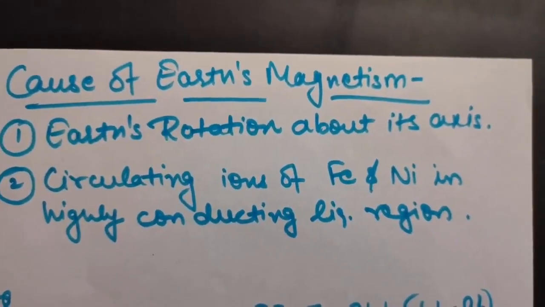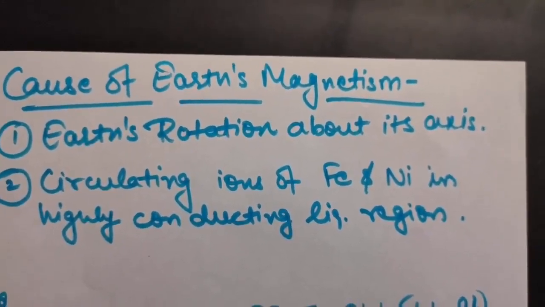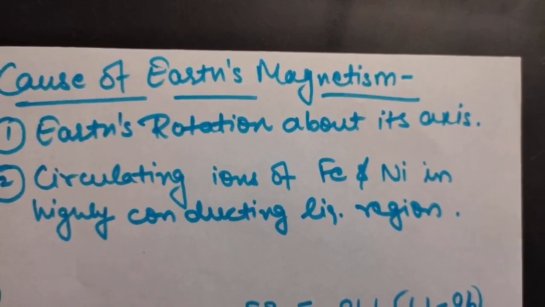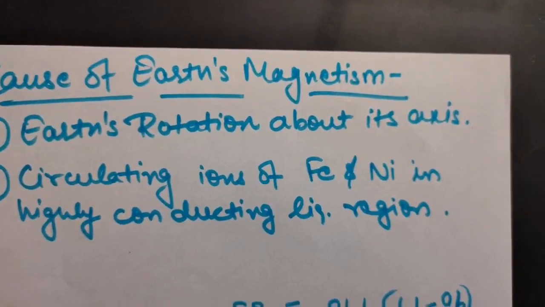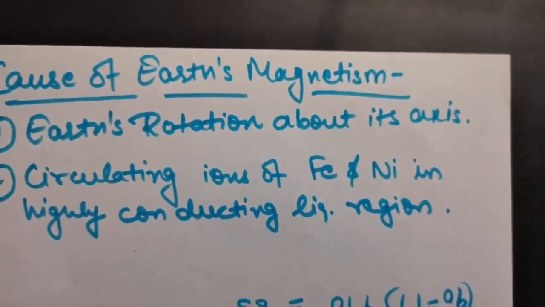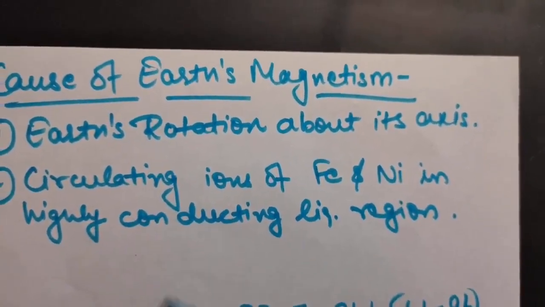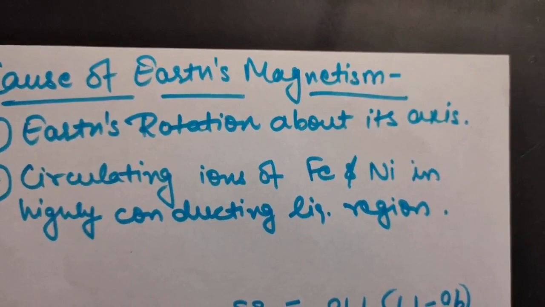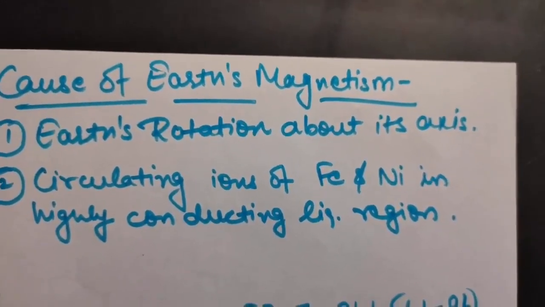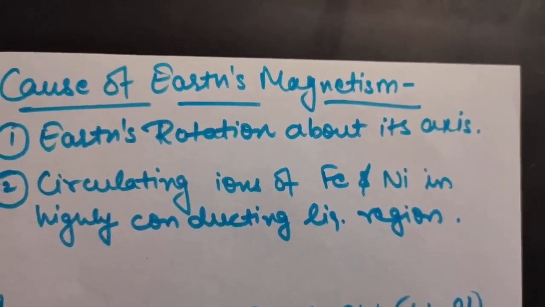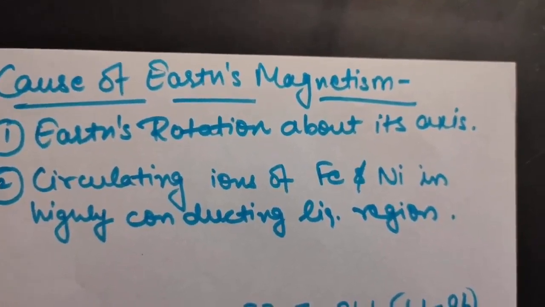The second point was circulating ions of iron and nickel in a highly conducting liquid region. As you know, Earth's core is extremely hot and is in a molten state. So if the core is extremely hot and molten, that means the ions of iron and nickel rotating in this region will form current loops and they can produce Earth's magnetism. These were the two reasons which are given, and there are many other theories, but the exact reason is still not known, what is responsible for Earth's magnetism.